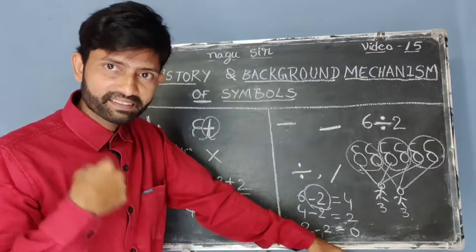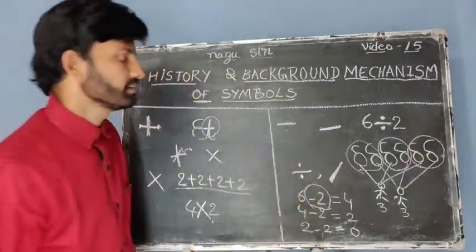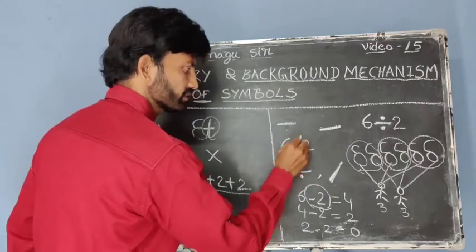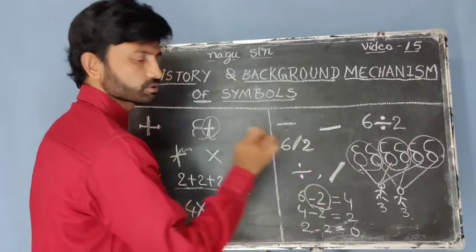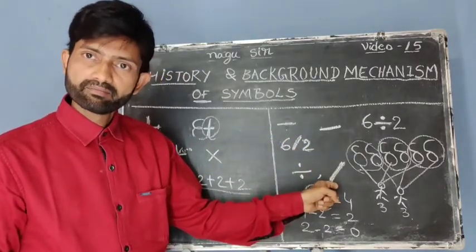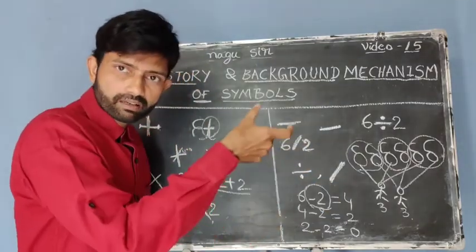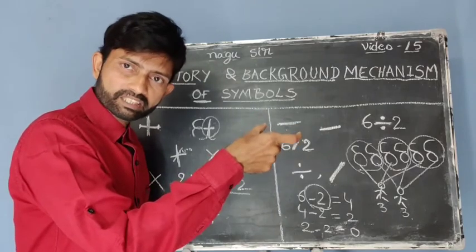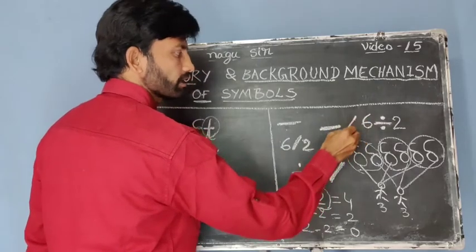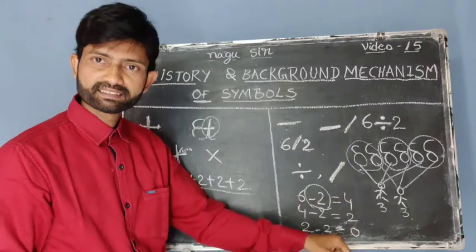Okay, clear? And again, this symbol is also for division, like division by 2. How did this symbol come about? Okay, it's very easy. This is the minus symbol. Just turn this minus symbol by 45 degrees. Just turn this symbol by 45 degrees. Then we get a division symbol like this.